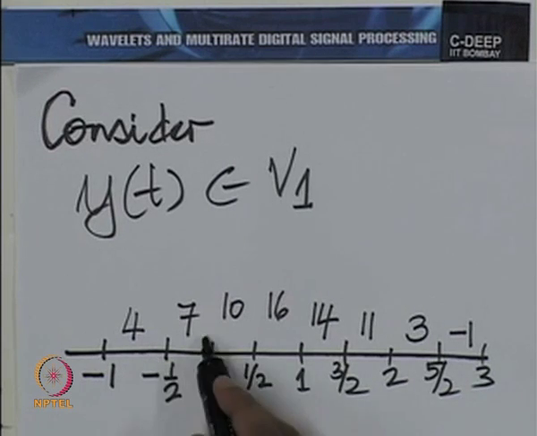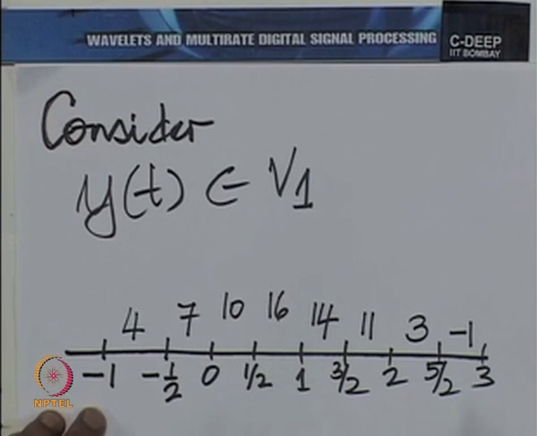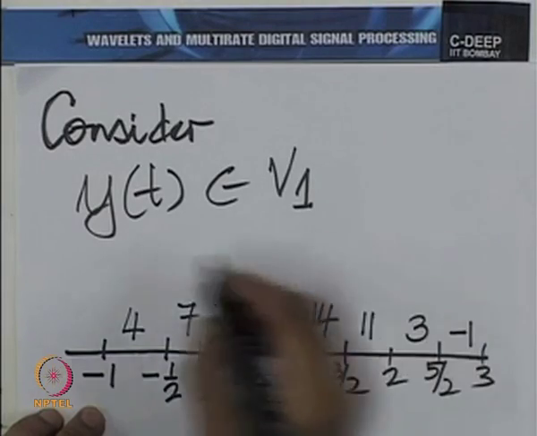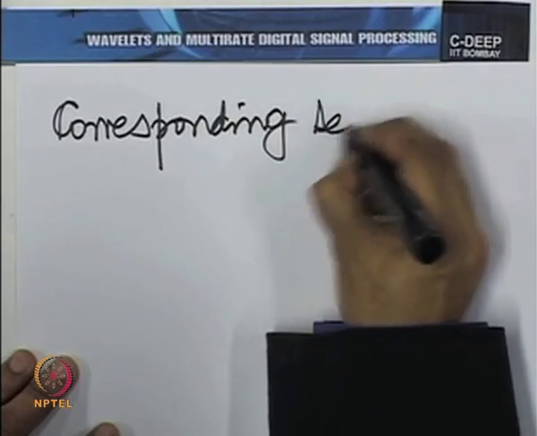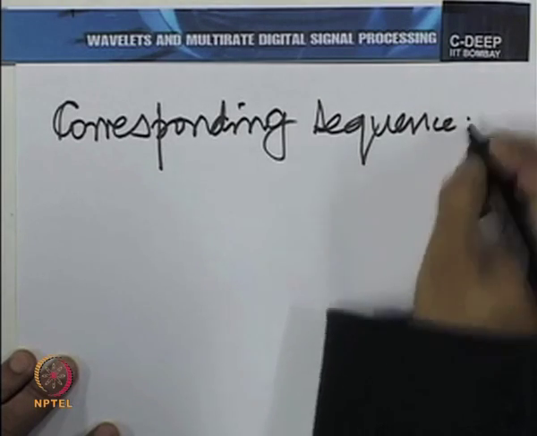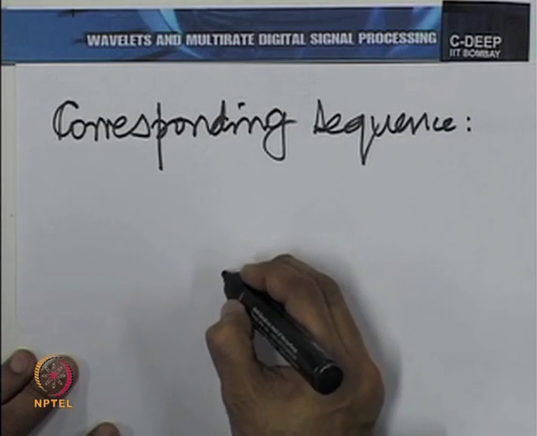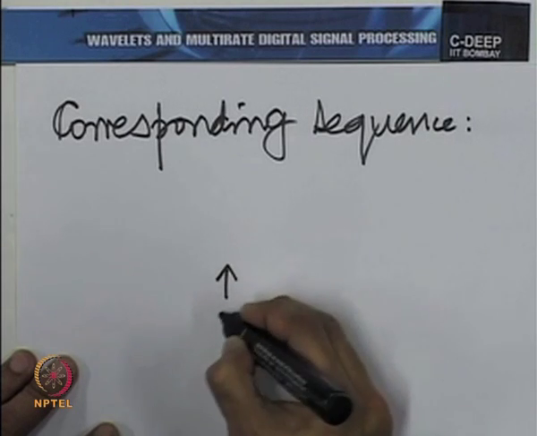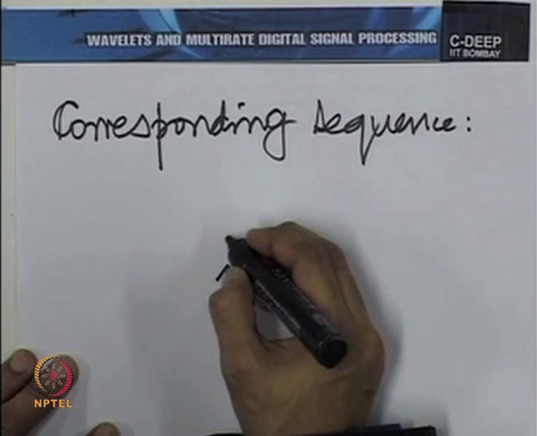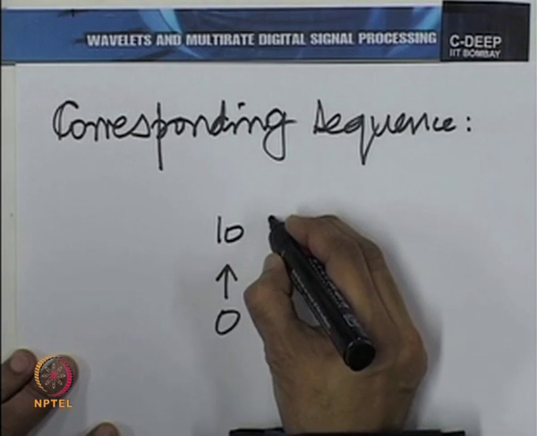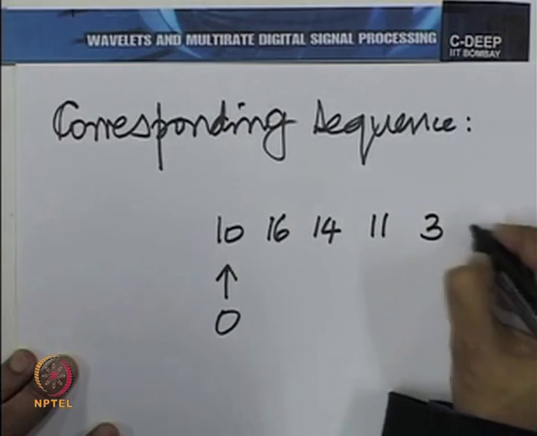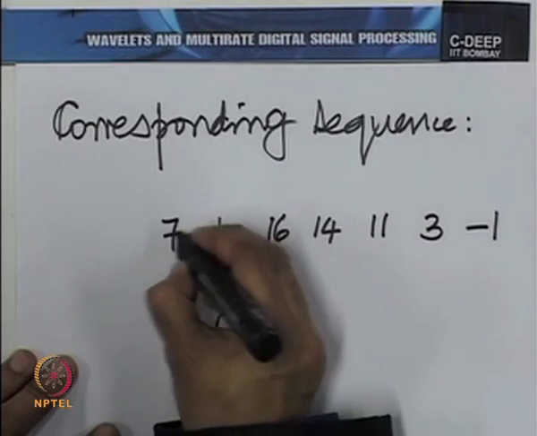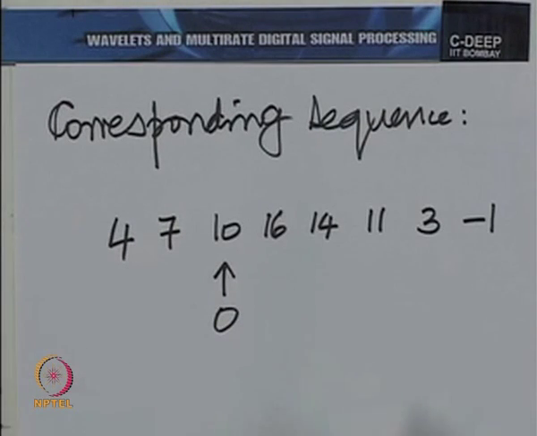These are the piecewise constant values in these respective intervals. So, in fact, we have this sequence here, the corresponding sequence. I will use the notation with the standard marker of 0. So, at 0 I have 10 and then I have in order 16, 14, 11, 3, minus 1, 7 and 4. This is my corresponding sequence.